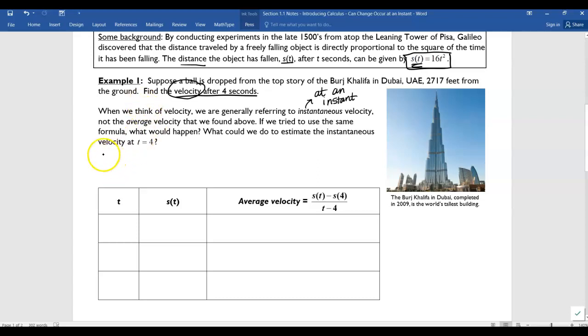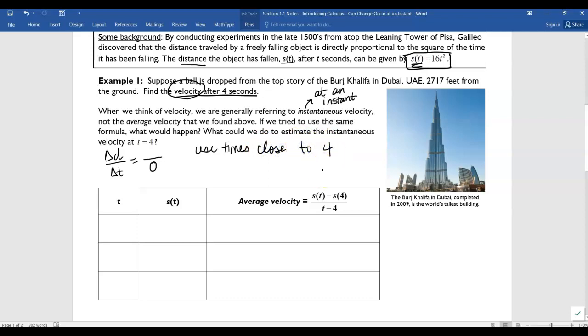So could I still use that formula, change in distance over change in time, if I'm trying to find velocity at an instant? I actually wouldn't be able to if I did it just both at time equals 4, because my change in time would be 0. If both of my times were at 4, then the change would be 0, and you should know you can't divide by 0. So instead, I'm going to just use times close to 4 and try to find the average velocity.